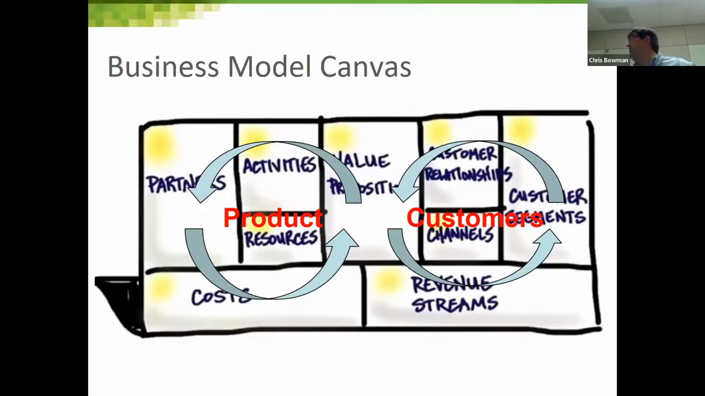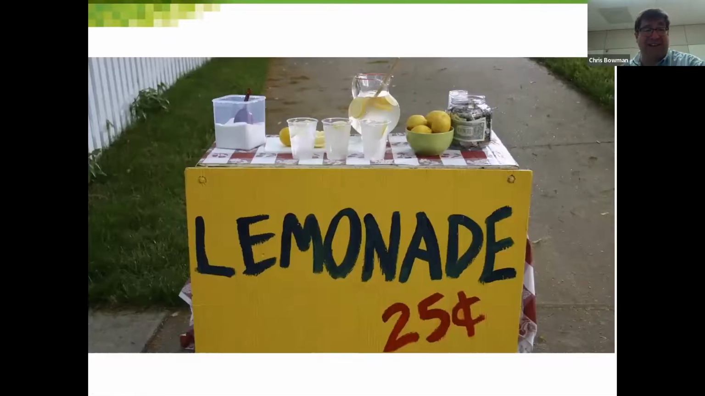So again, just to recap, there's the product side and the customer side, and they all link together. I'm going to pop into a second example here in a minute. I've done this as a workshop before where we could go back and forth with people. It's not really convenient to do that in this setting, I don't think. So I'm just going to leave it with you and let you chew on it in your own spare time. But the world's simplest and most basic business that everybody's familiar with is the lemonade stand.